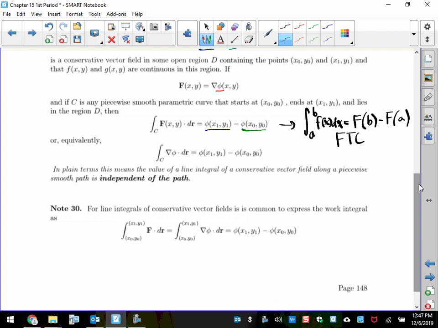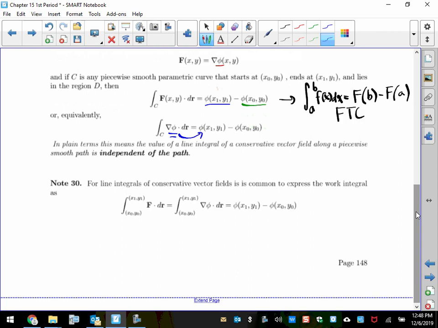So it's common to write these integrals in conservative fields as the gradient of its potential function instead of the field, because then it's easier to write the evaluation of that line integral. So in plain terms, let's see what it says here. This means that the value of the line integral of a conservative field along a piecewise curve is independent of the path. It does not matter where you start and end.